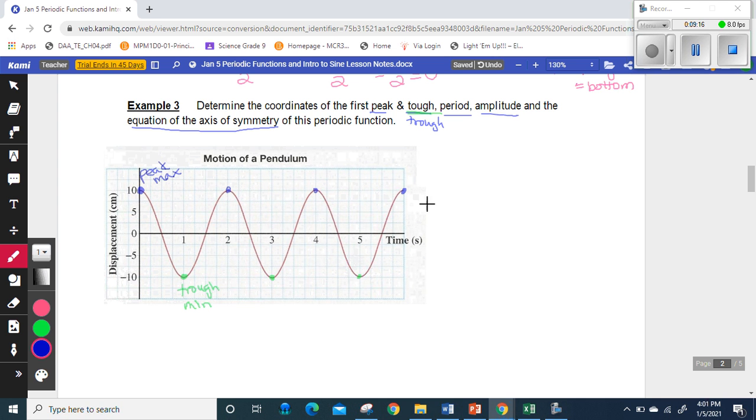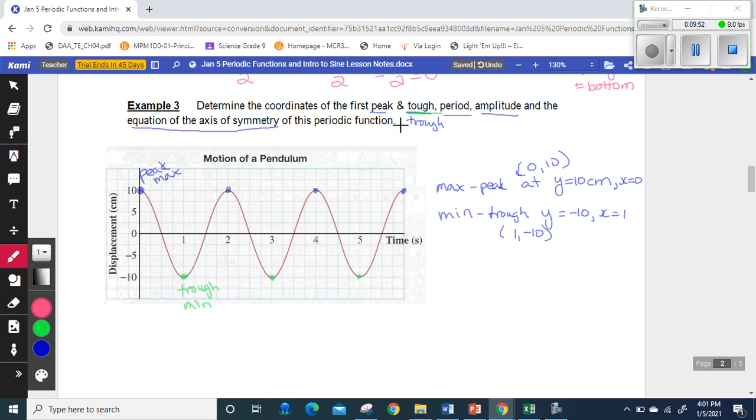So our coordinates of the first peak. So my maximum peak, that's at y equals 10 centimeters. Our minimum, so the trough, that's at y equals -10 and x equals 1. Oh, we want the coordinates, don't we? So the first one was at x is equal to 0. So the point would be at 0, 10. And the point for the minimum would be at 1, -10.